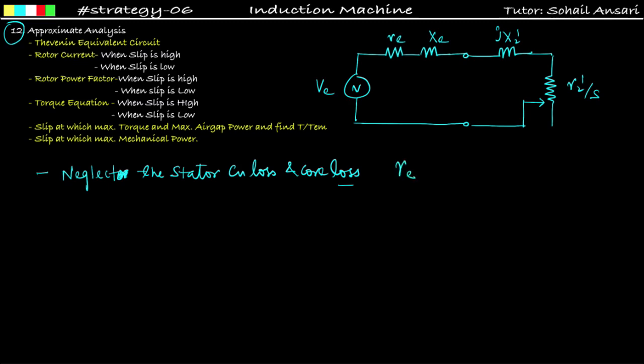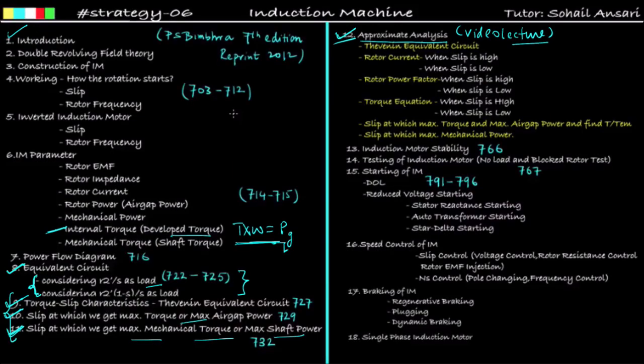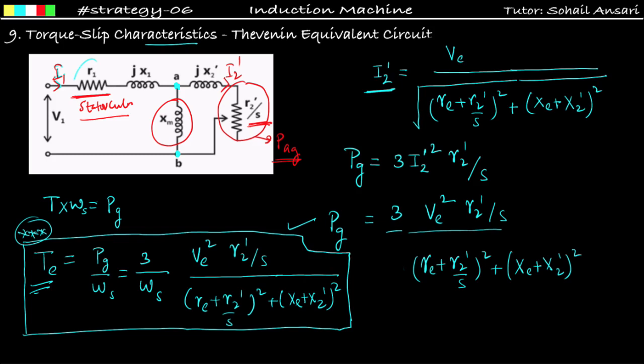Means the value of RE and XE must be equal to 0, or you can go through this equivalent circuit, that is this one. The value of R1 and X1 must be equal to 0, and XM we can ignore because we are neglecting the core loss. So R1 is equal to X1 is equal to 0 and XM we have to remove. So finally VTH will be equal to V1 only, that is VE. If you neglect R1, X1 and XM, then VAB you will get is equal to V1. And the value of ZTH, that is RTH, ZTH will be 0.